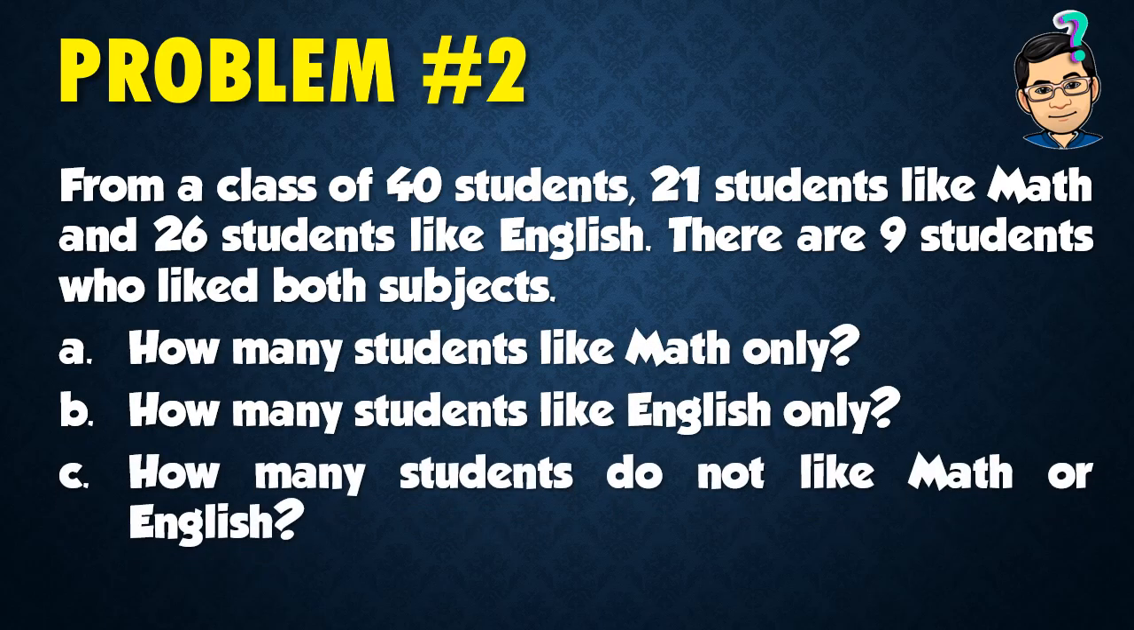Letter A, we have, how many students like math only? B, how many students like English only? And letter C, how many students do not like math or English? So, nakalagay dun yung word na only. And then, yung letter C naman, ito yung complement. So, kaninang problem na nakabigay, wala yung complement, yung mga elements na nasa labas. So, dito sa problem na yan, meron siyang nakalagay na kailangan nating hanapin.